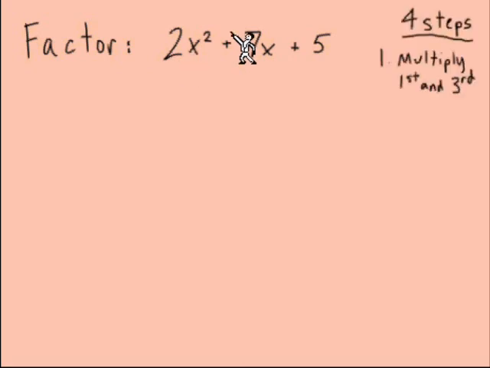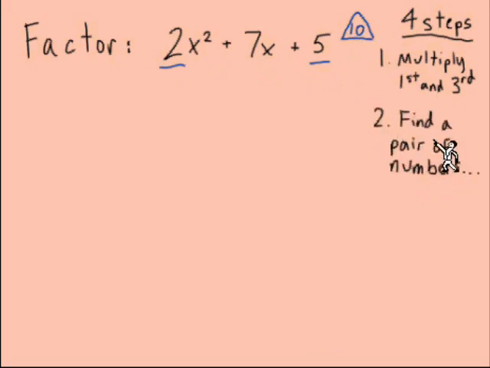The first step is we want to multiply the first and the third coefficients. So we're going to multiply this 2 times 5 and get 10. That's step 1. Step 2 is finding a pair of numbers. It's a little bit similar to factoring those earlier trinomials, but there's also a difference involved. So we want to find a pair of numbers that multiplied together are going to equal that 10, the number we came up with in step 1.